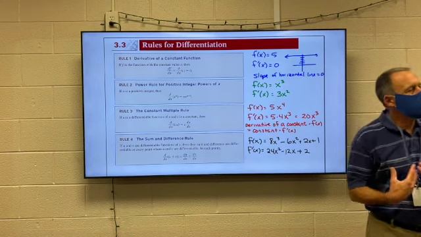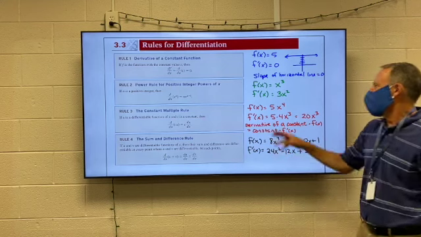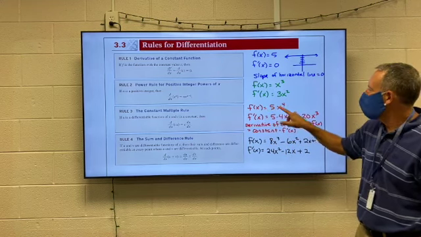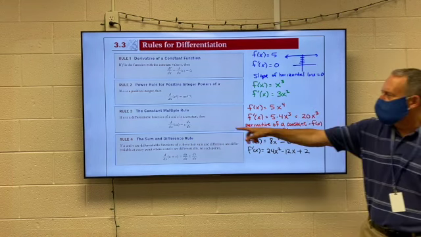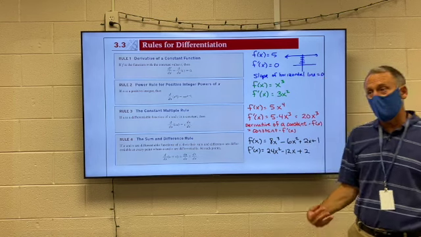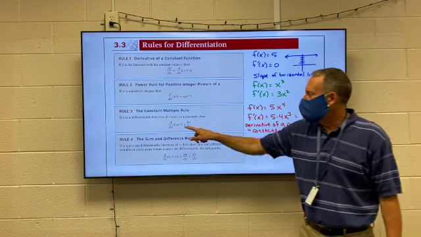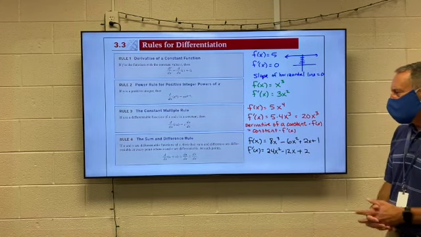Now, when you're actually doing this, you're not going to really think about that. You're just going to bring the 4 around front. 4 times 5 is 20, x to the third. That's how you're going to do it. But technically, this is what's going on. And you need to understand that the derivative of a constant times a function is the constant times the derivative of the function.